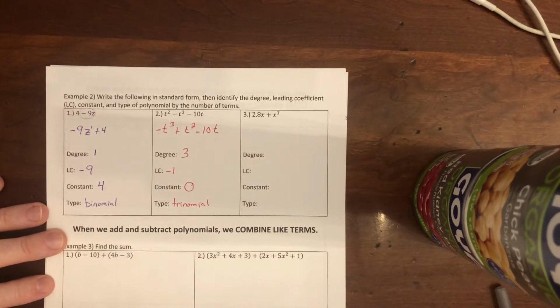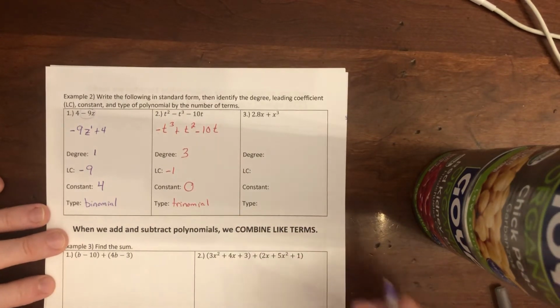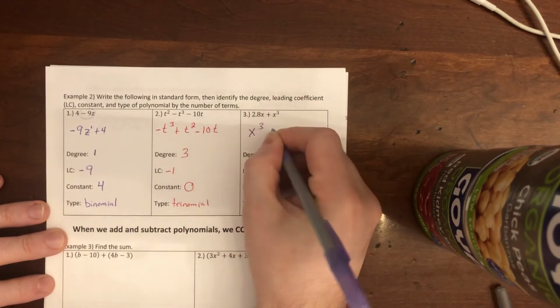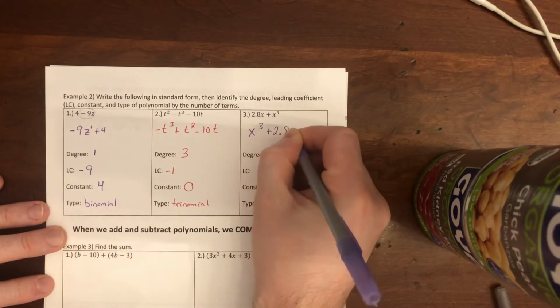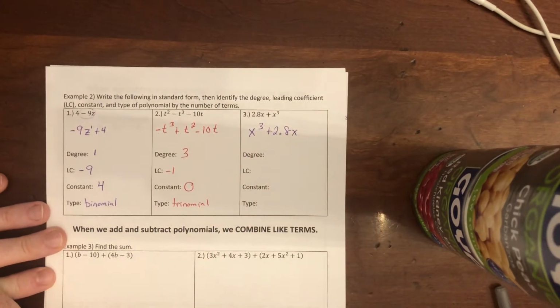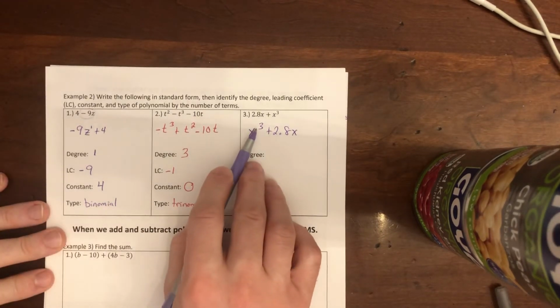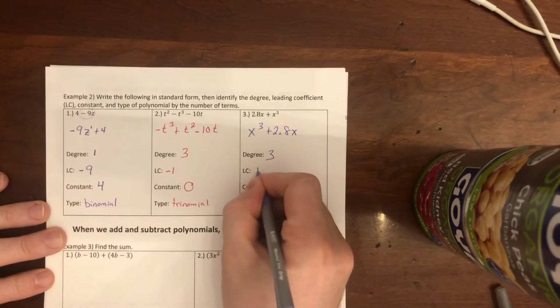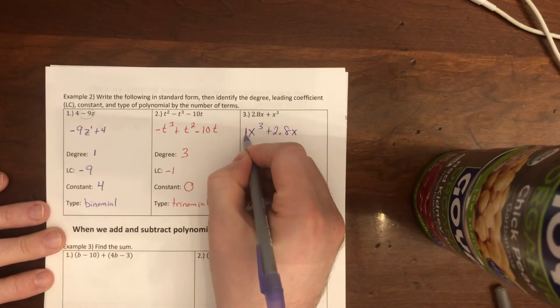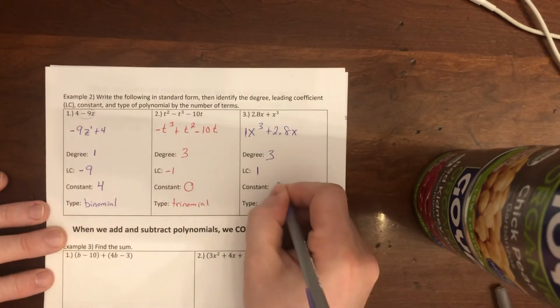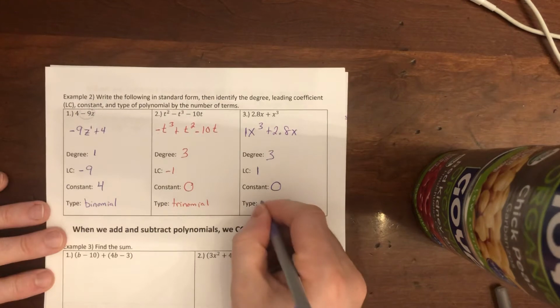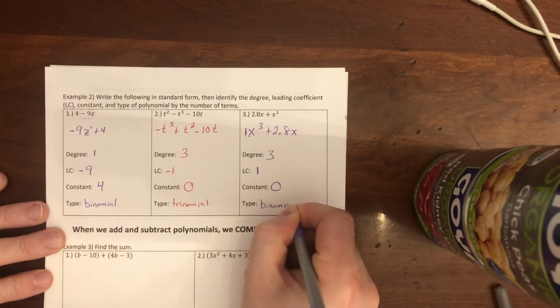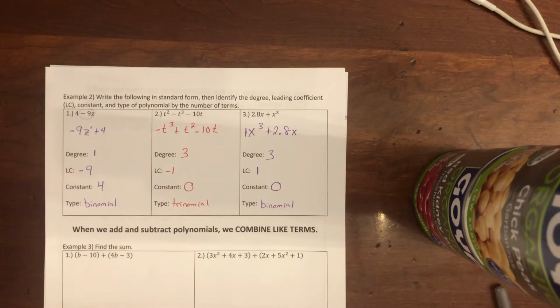All right. Once again, number 3, we start off by writing it in standard form. So we'd have x to the third plus 2.8x. All right, now that it's in standard form, we look to the first exponent here, the highest exponent, which is 3 again. The leading coefficient would be 1, because remember there's a 1 out in front of this x that we don't have to write. The constant, again, is 0. And the type is a binomial. Okay. All right, so that's just some practice naming the degree, leading coefficient, writing them in standard form.